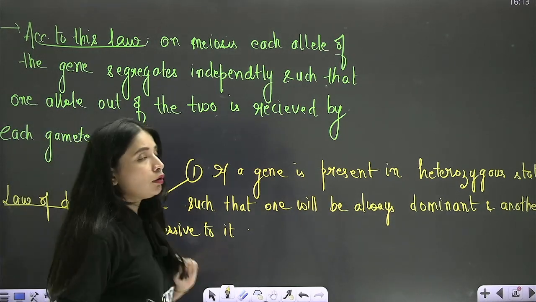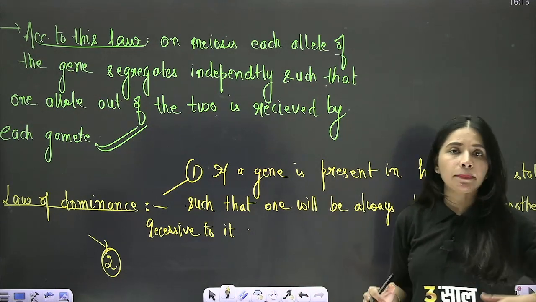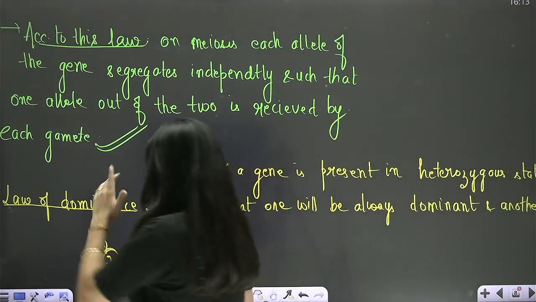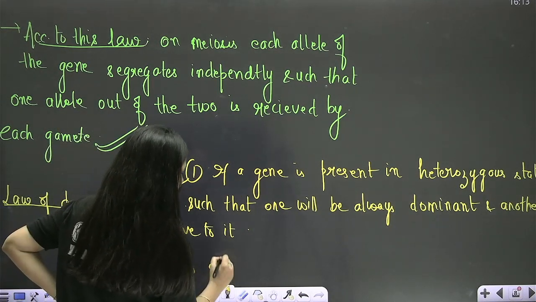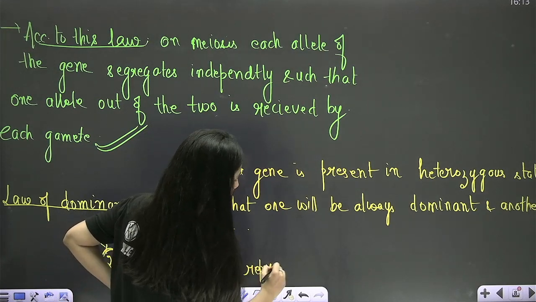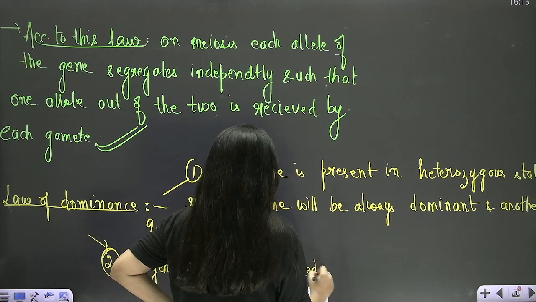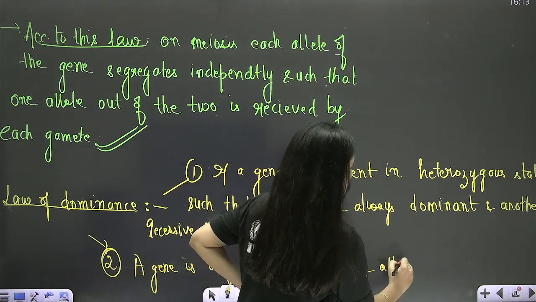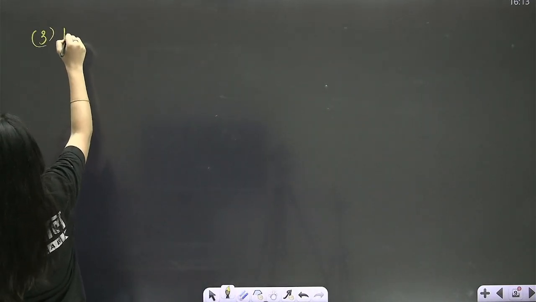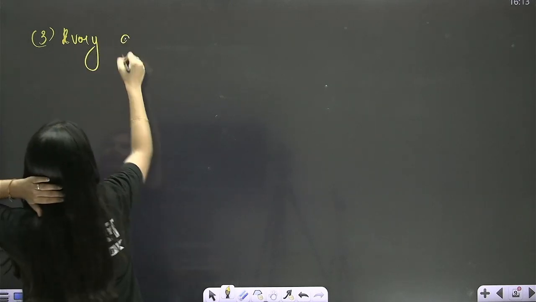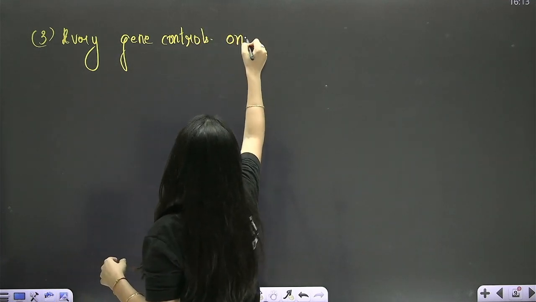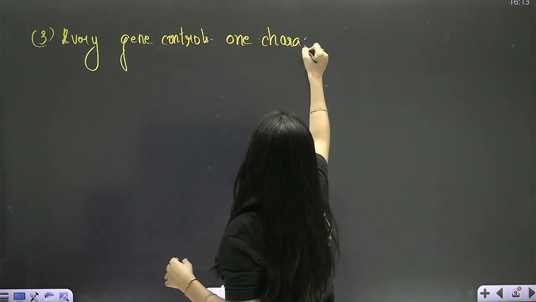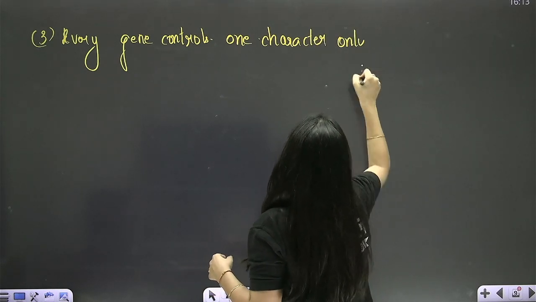Second point, according to the law of dominance, every gene is only represented by two alleles, not more than two. And third point he stated, every gene can only control one character. So every gene controls one character only.